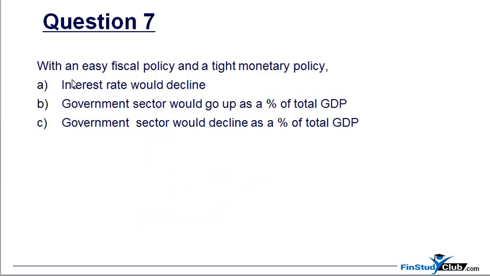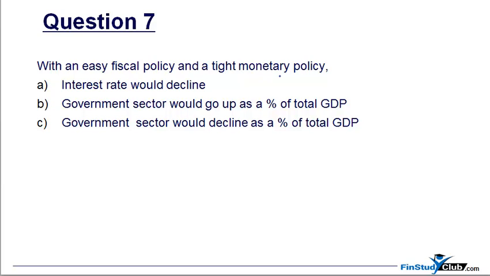So let's look at this. With an easy fiscal policy and tight monetary policy, interest rates would decline, government sector would go up as a percentage of total GDP, government sector would decline as a percentage of total GDP. Let's look at the impact of easy fiscal policy and tight monetary policy. An easy fiscal policy is indicative of the government spend, the public spend going up. So the government expenditure would go up.